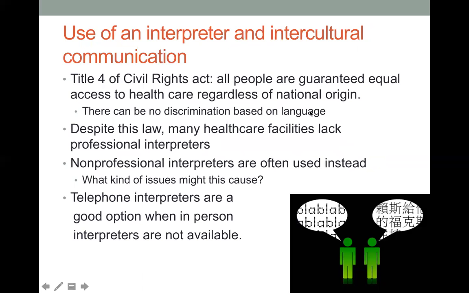Interpreters and intercultural communication. So in the United States, it is a civil right to be guaranteed equal access to healthcare, and we cannot discriminate based on language. And since we cannot discriminate, we have to provide interpretive services. From my personal experience, only larger cities and hospitals have physical people as interpreters, and smaller clinics and healthcare facilities generally use a telephone interpreter.